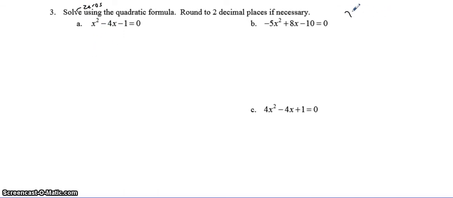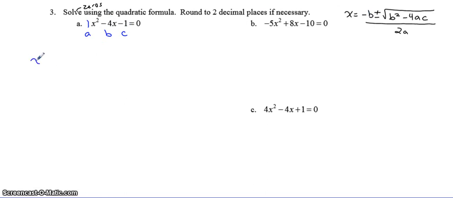The equation is x equals negative b plus or minus the square root of b squared minus 4ac, all over 2a. As a reminder, the number in front of the x squared is the a, the number in front of the x is the b, and the constant term is the c. I'll also remind you that if b is negative, this negative is not the same as that negative.